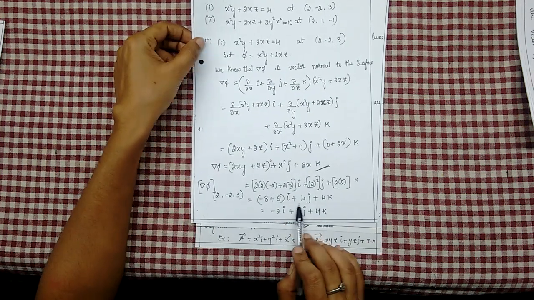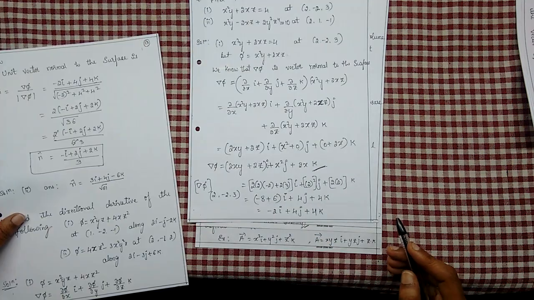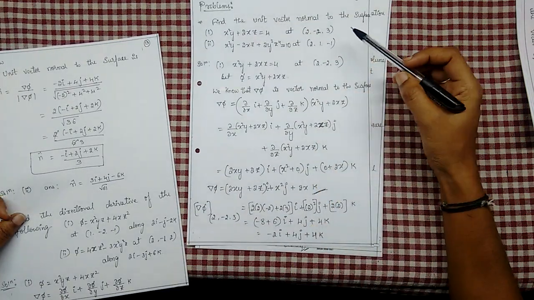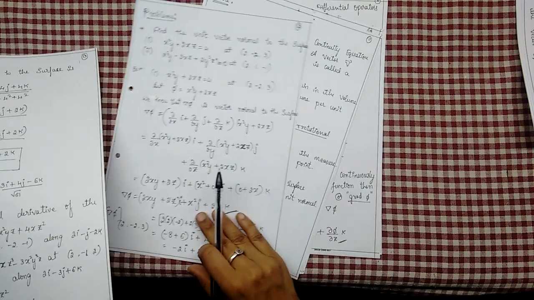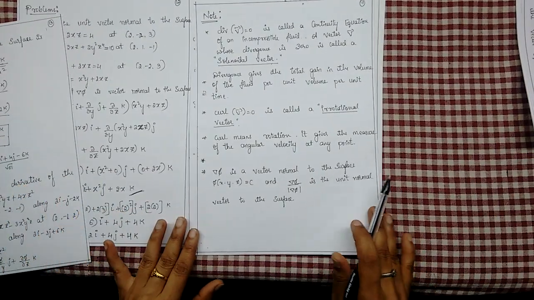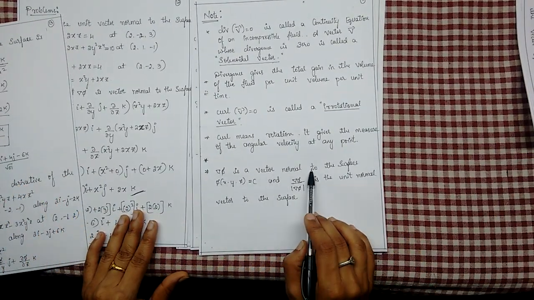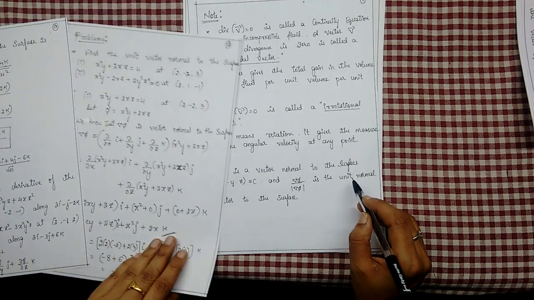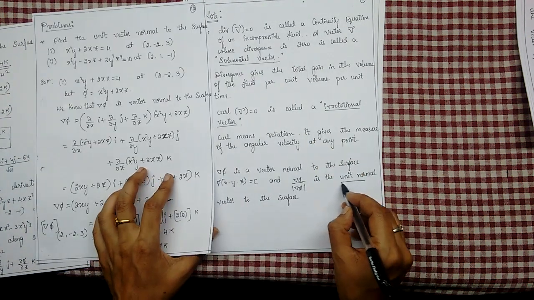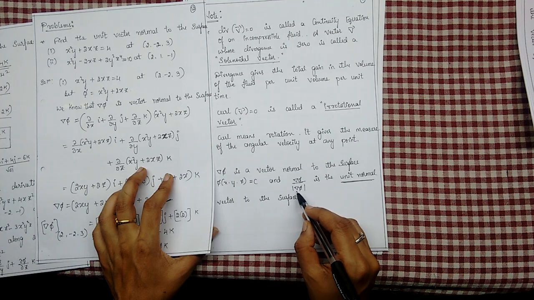These are very simple steps. You can follow this. We have found the vector normal. See, del phi is a vector normal. What we have to find is the unit vector normal. Unit vector normal is what? Unit vector normal is del phi by mod del phi.